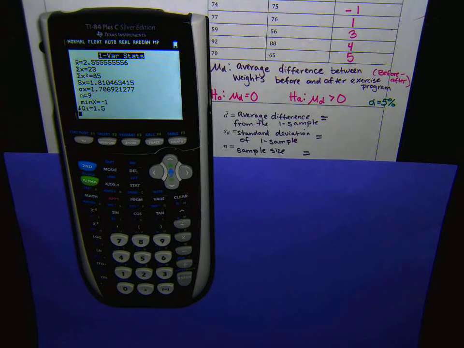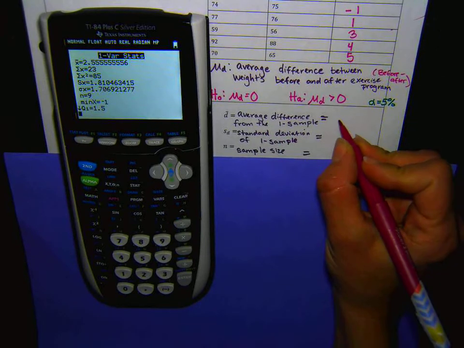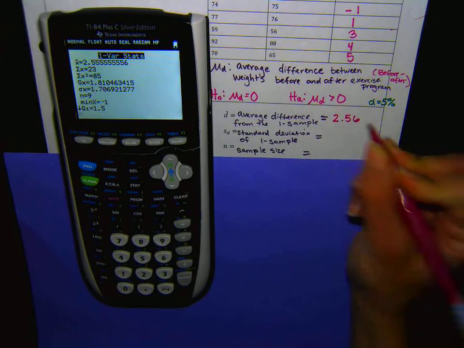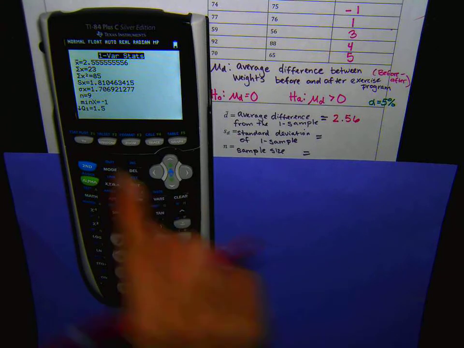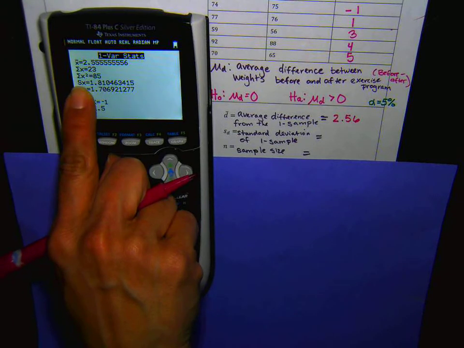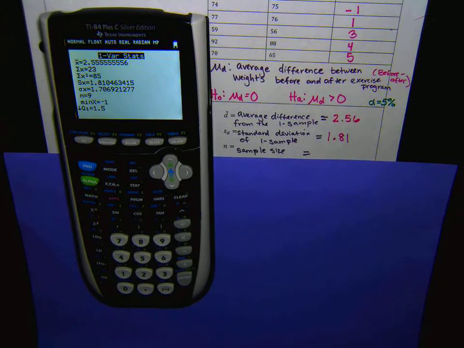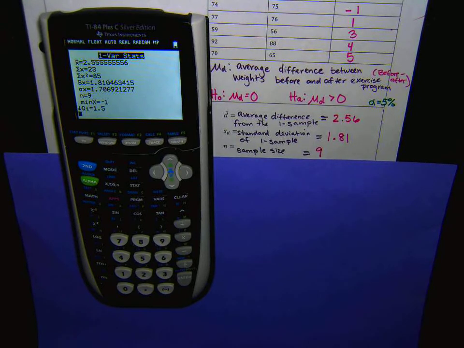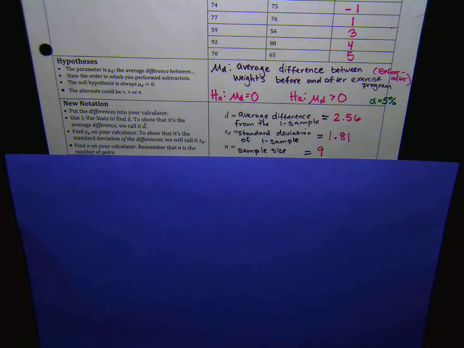So I now know that my mean difference, the average difference of this sample, is 2.5 repeating, or 2.56. And the standard deviation of my sample, so I'm using Sx, the standard deviation of this sample, is 1.81, and my sample size was 9 people in the exercise program. So now I have my data from my sample, and that's going to be important for the rest of our calculations.